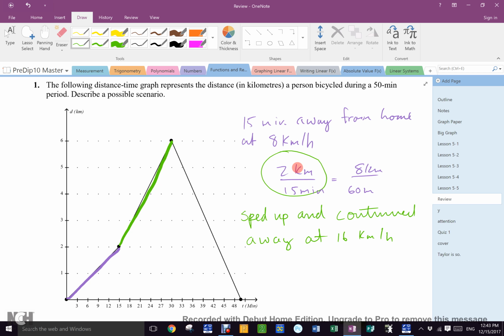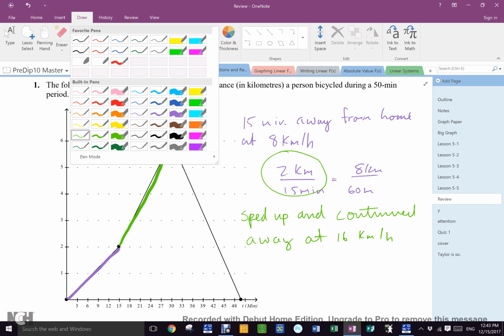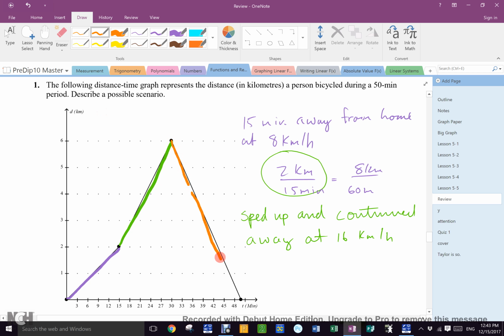Anyways. All right. And finally, what color am I going with here? I'm going with orange. What happened in the orange section? Nobody? Oh. Lauren. And then the biker turned around and headed back to their starting point, which took 20 minutes, and they covered 6 kilometers, which would be 18 kilometers per hour. That is a four answer.